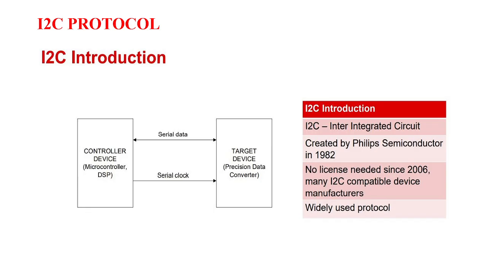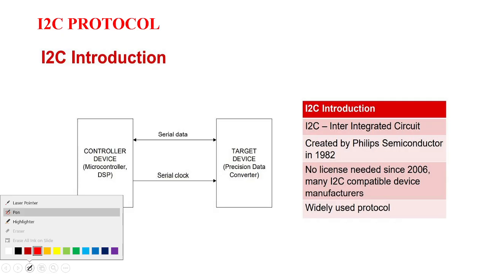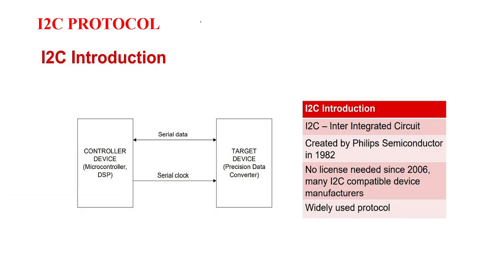In communication, there are two types of communication. One is off-chip communication. Off-chip communication means, suppose you want to communicate between two ICs, we use off-chip communication. Off-chip communication is basically serial communication only.